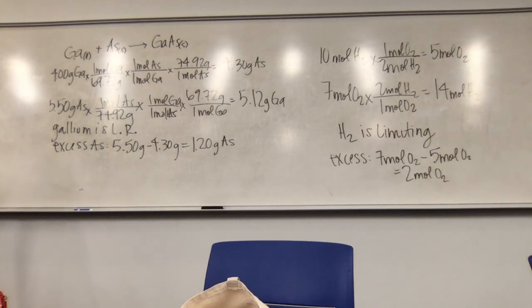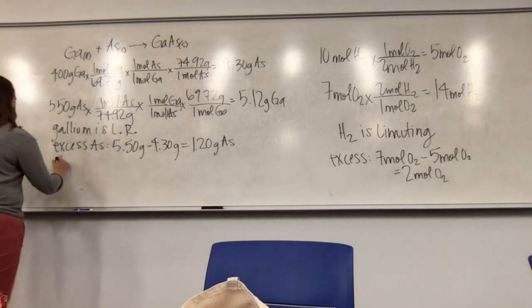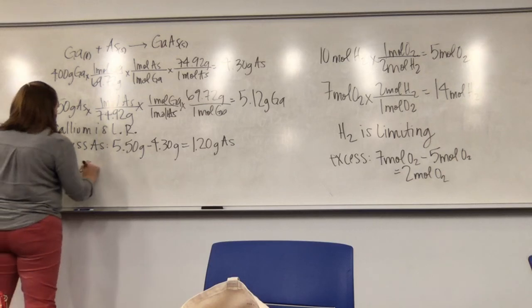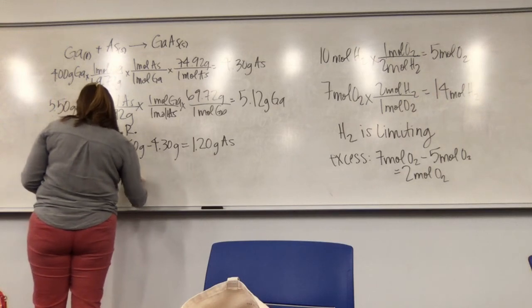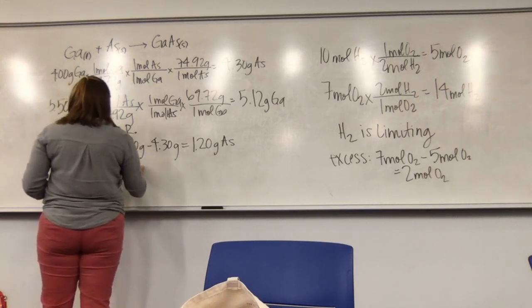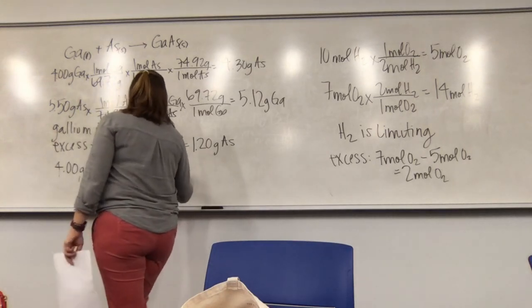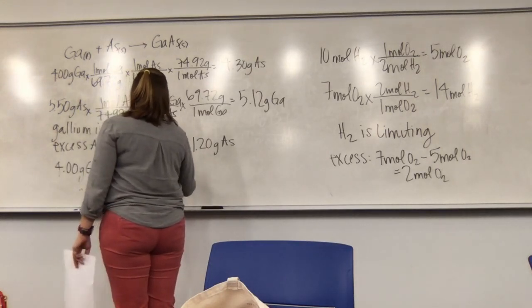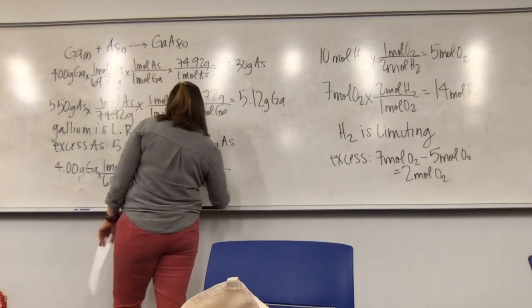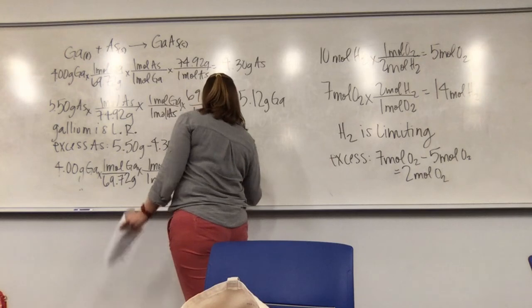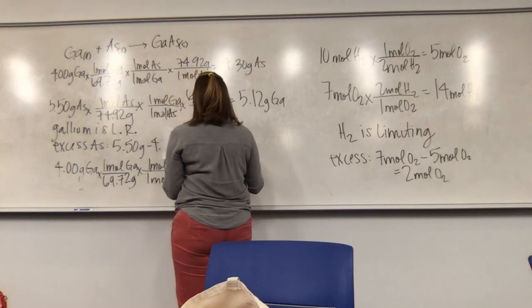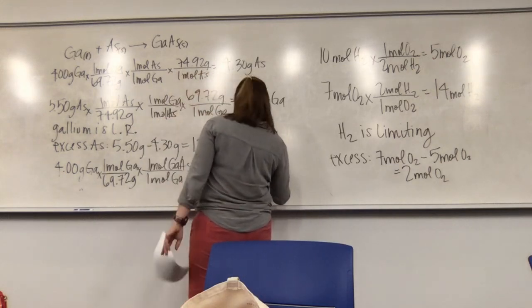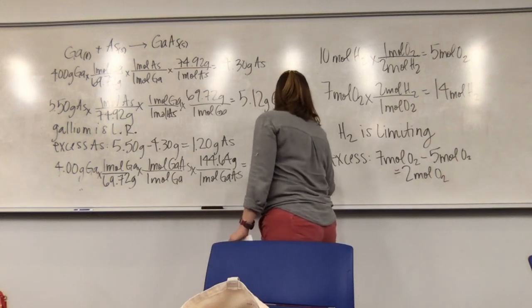From here, it asks one last question: how many grams of gallium arsenide is produced? So we're going to take our 4.00 grams of gallium, using the molar mass of 69.72 grams per 1 mole of gallium. 1 mole of gallium gives 1 mole of gallium arsenide. 1 mole of gallium arsenide weighs 144.64 grams, which gives us 8.30 grams of gallium arsenide.